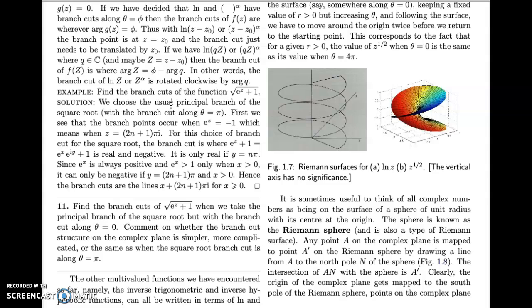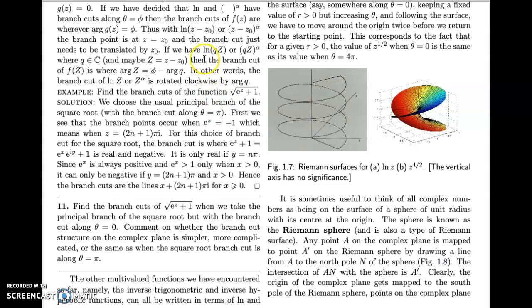If we choose the usual principal branch of the square root function, that means we choose the branch cut along theta equals pi. Basically, that means we're taking the argument of a complex number to lie between minus pi and plus pi instead of between 0 and 2 pi.